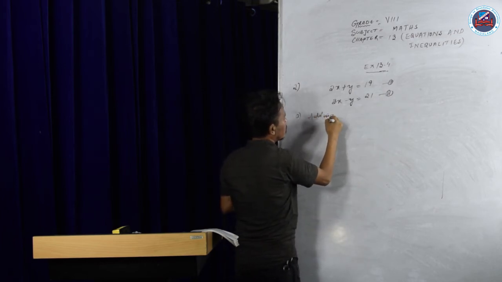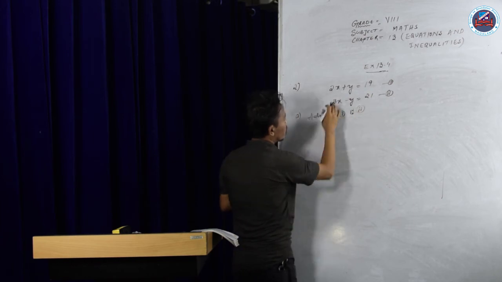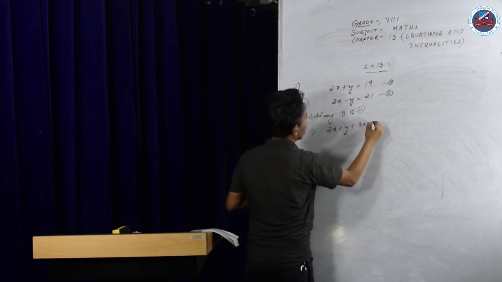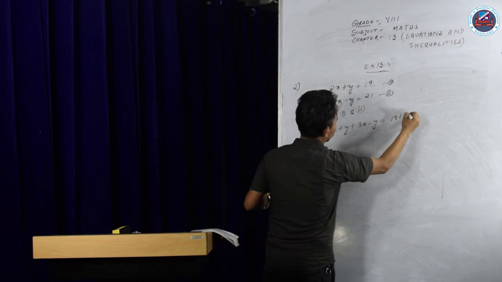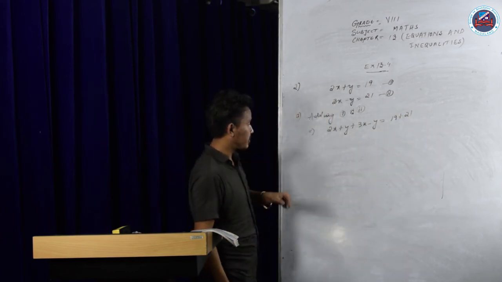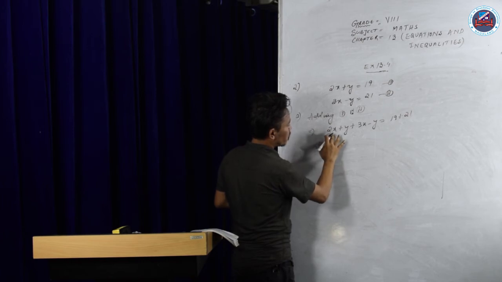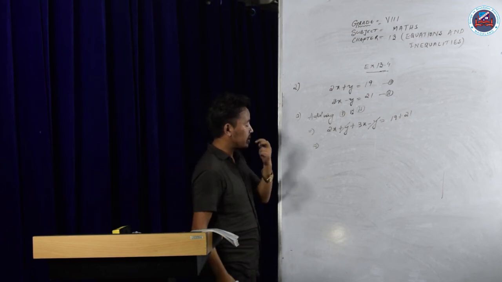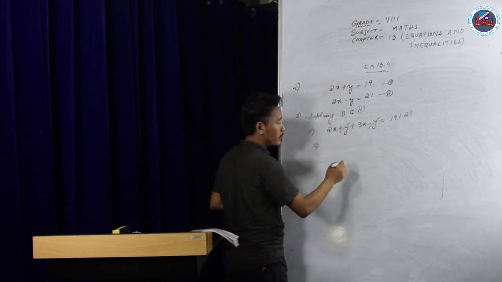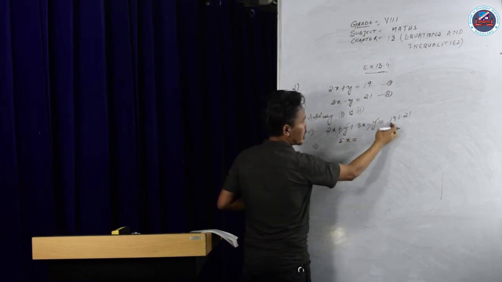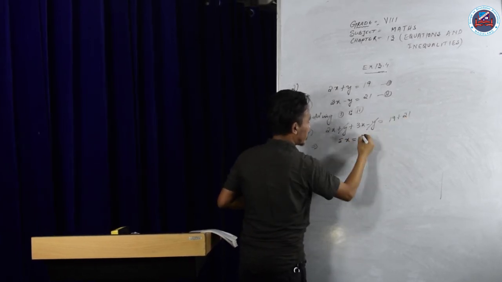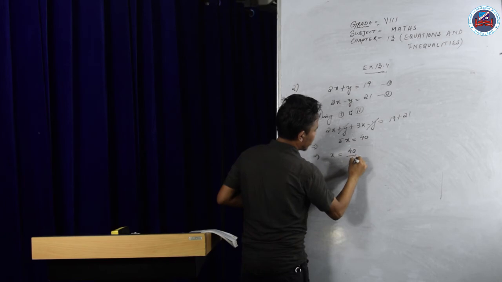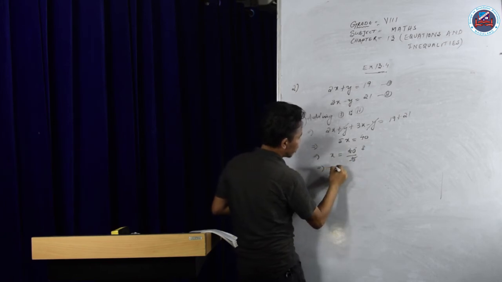Adding 1 and 2. When we add these two together, we get 2x plus y plus 3x minus y equals 19 plus 21. Clear? Let's bring the like terms together. Plus y and minus y cancel. On cancelling, what is left here? 2x plus 3x gives us 5x equals 19 plus 21, I get 40. So x equals 40 divided by 5. The value of x we get as 8.